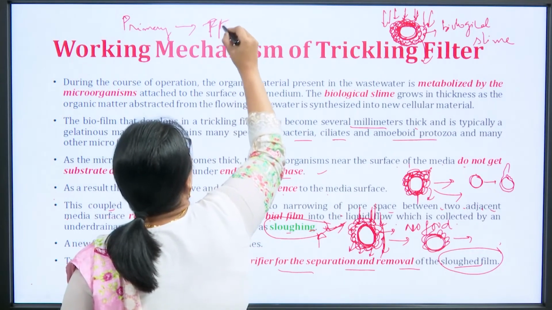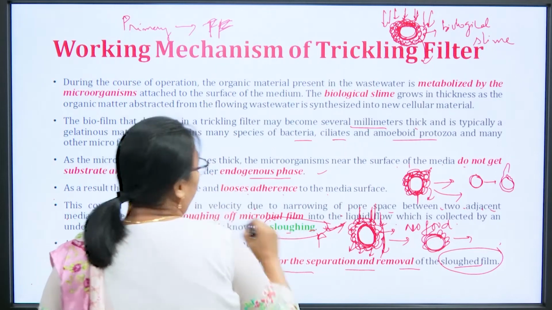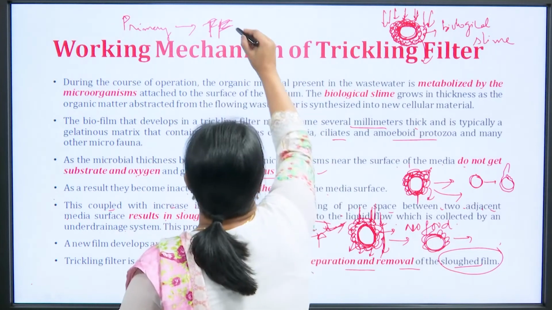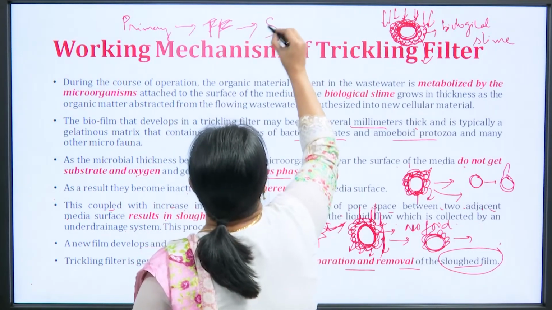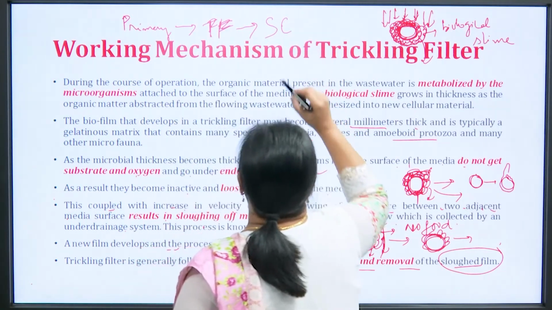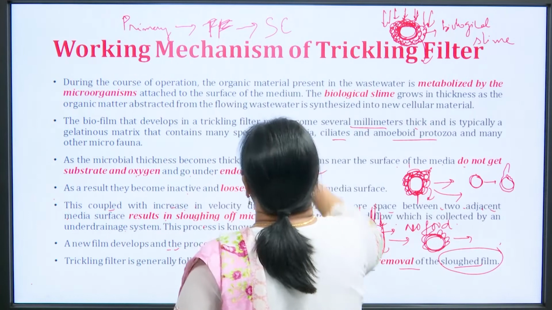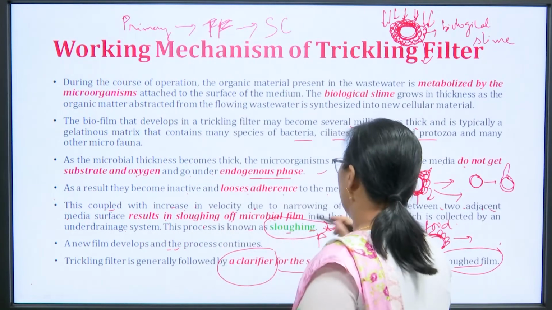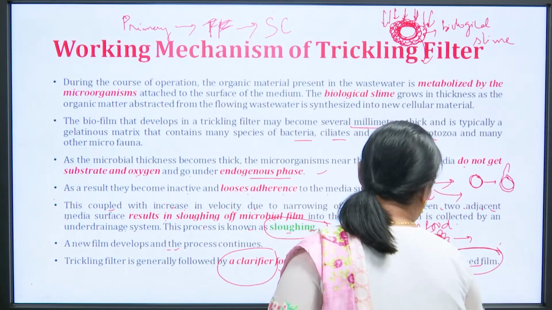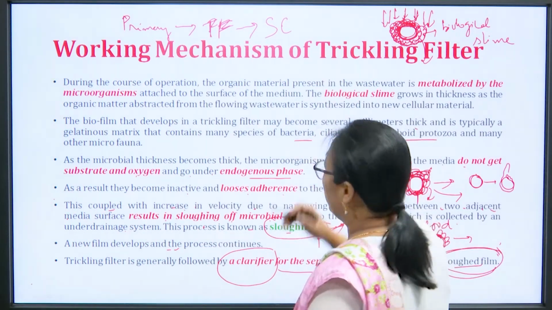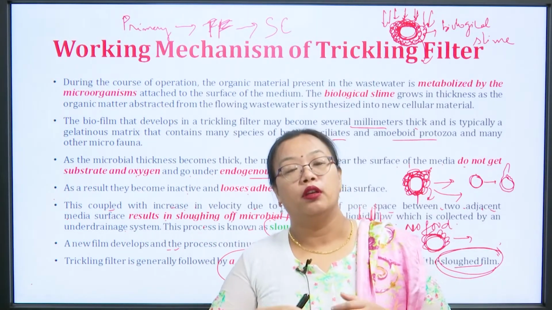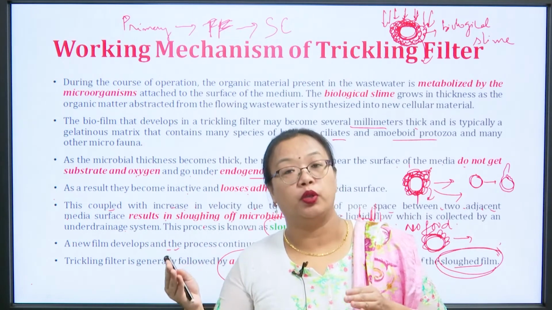After trickling filters, what will we have? They will be followed by a secondary clarifier, or secondary sedimentation tank. Why? Because the effluent will have all of these films, this microbial sludge. In the secondary clarifier, the sludge will be sedimented, and the effluent that goes off will be of quite good quality.